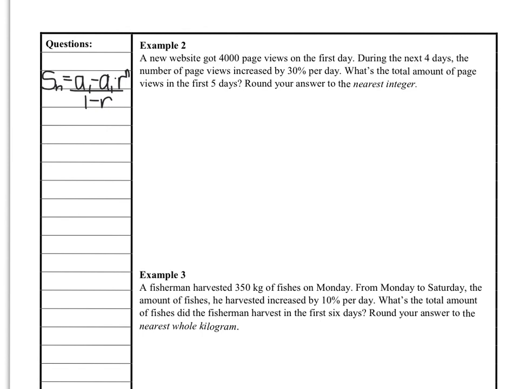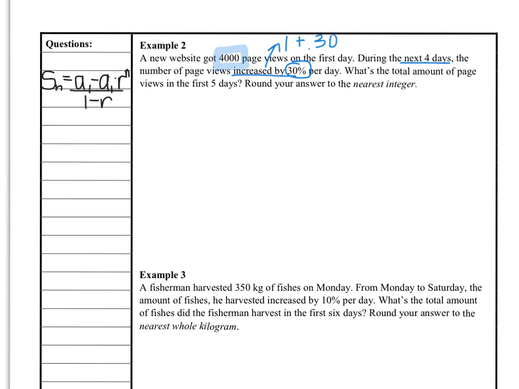Okay, so example 2, a new website got 4,000 page views on the first day. So that's going to be our initial term, or that's at the beginning, right? During the next 4 days, the number of page views increase by 30% each day. So if it's increasing by 30% each day, it's going to be 1 plus 30% as a decimal is 0.3 or 0.30.